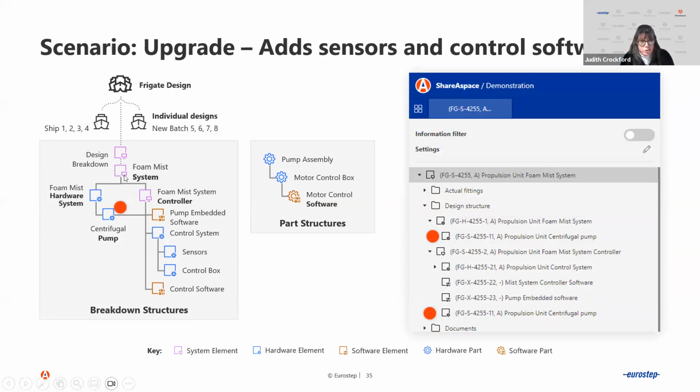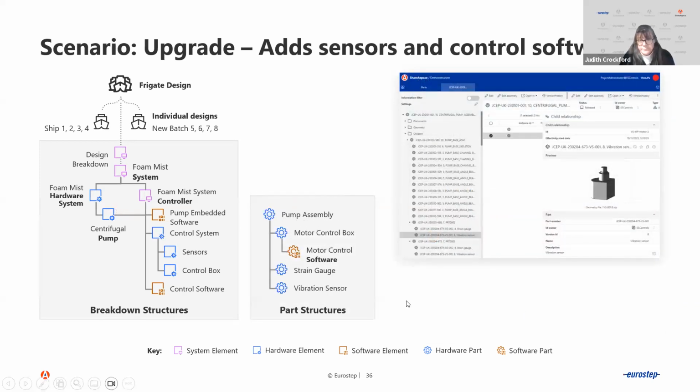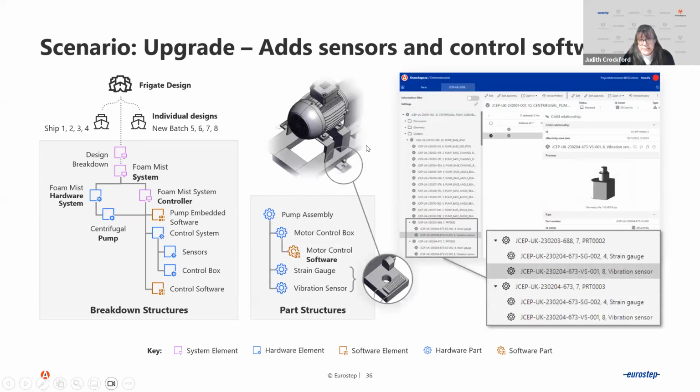So the first thing we do is create some more definitions of this pump controller in my design breakdown. I've now got 2 breakdowns from this foam mist system, the original one and a new one, which has got system elements, software elements, hardware elements and control software in here. So the first thing to note is that this pump is actually in both of these different breakdown structures.